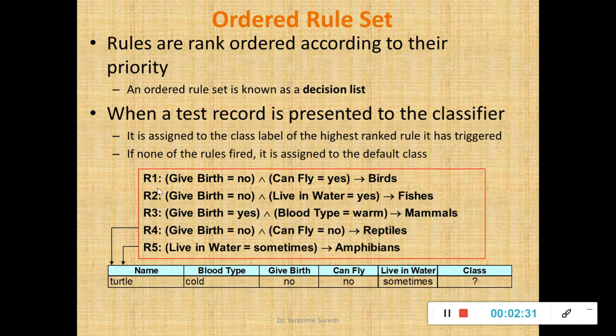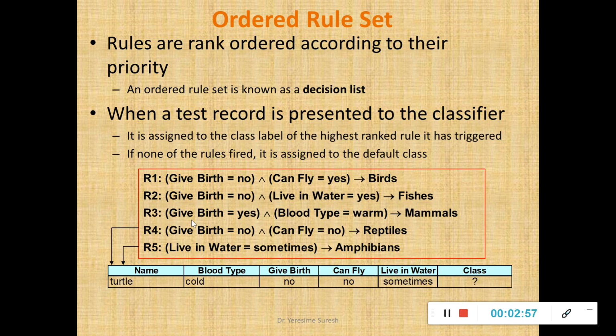So we look at the first rule. Gives birth is no, and if it can fly, then I'll classify it as bird. Gives birth is no: yes, obviously this condition is matching. Can fly is yes, but can fly for this new instance is no. So rule R1 will not cover this instance. We'll go to rule R2. Gives birth is no: yes, it is matching. Lives in water is yes, but lives in water here is sometimes. So R2 also will not cover this instance.